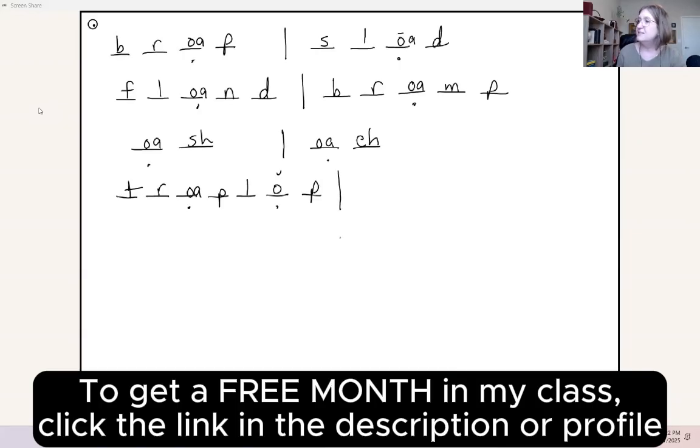Your word is clone top. Now, whenever you hear a k in this class, spell it with a C until I tell you different, until I teach you when to not use a C. So your word is clone top. Beautiful.